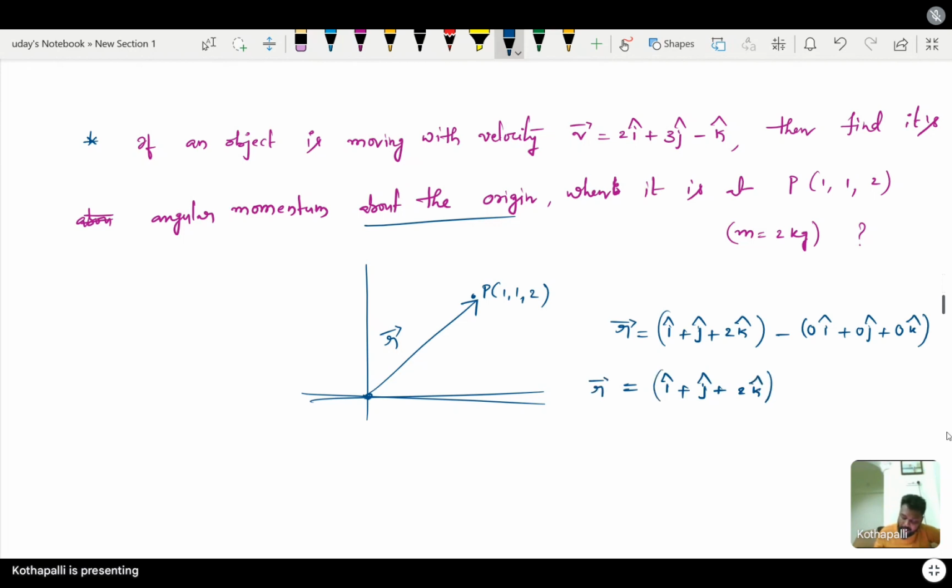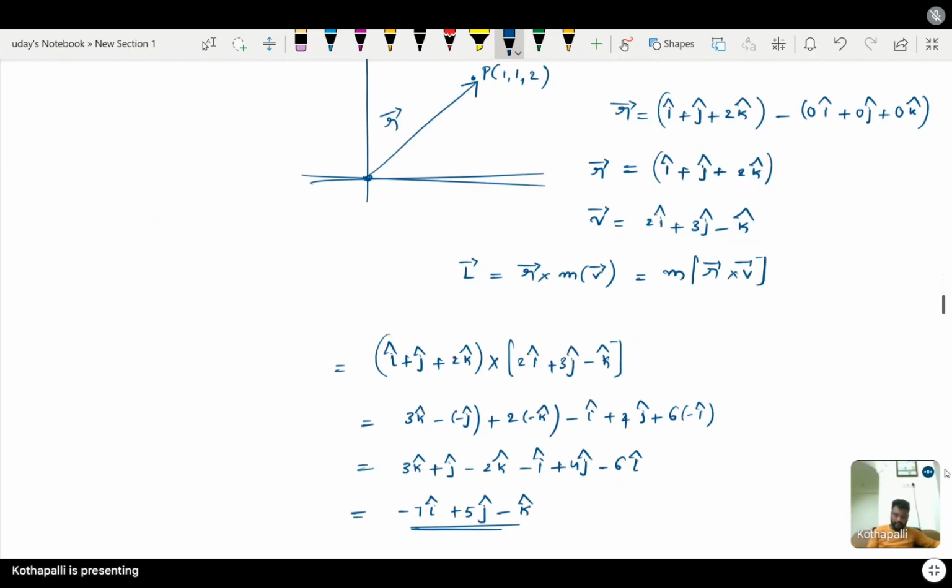This is our vector, and we know the velocity vector is given as i plus 3j minus k. Then angular momentum will be what? R vector cross m into v vector. So m you can take out. What is this? R vector cross... Can you solve the cross product of the two vectors? Solve it and tell me the final answer. Cross product of the two vectors you have to calculate right now.